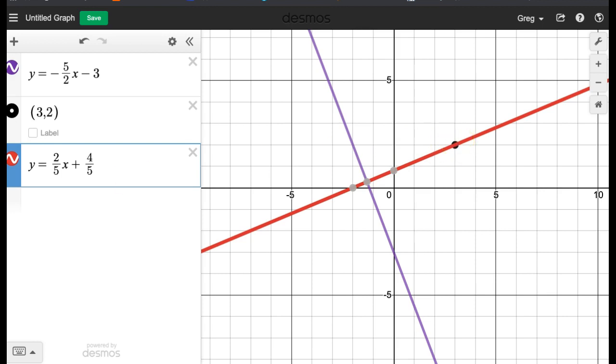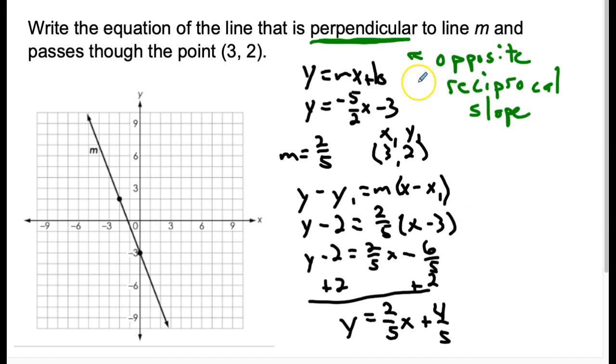So on the AIR test, make sure you pay attention to whether you want a perpendicular line or a parallel line, and ask me for any questions or any help that you need.